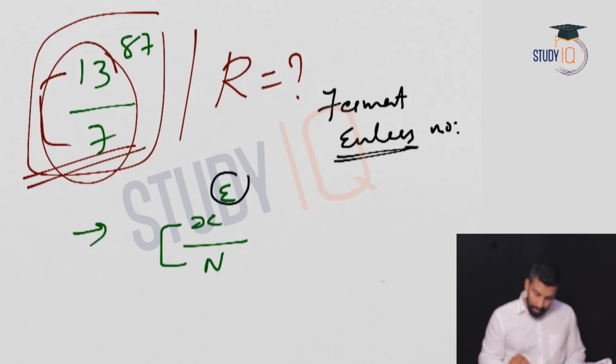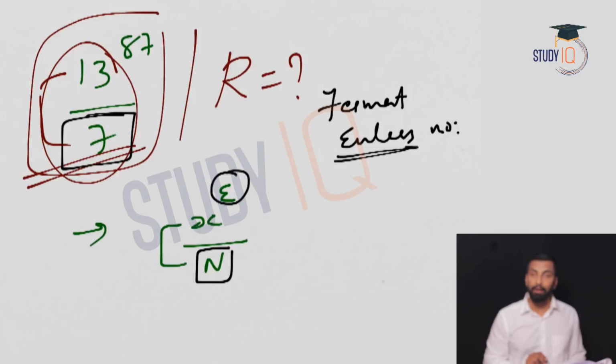So this number is called Euler's number. And what is that number? I tell you, you have a denominator n here. That means in this case you have a denominator 7.